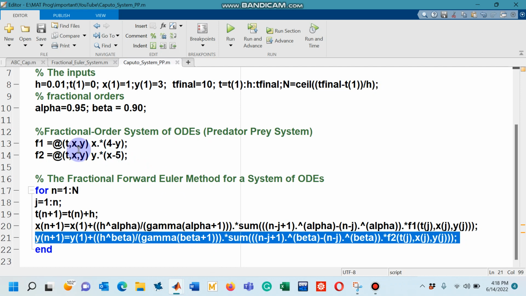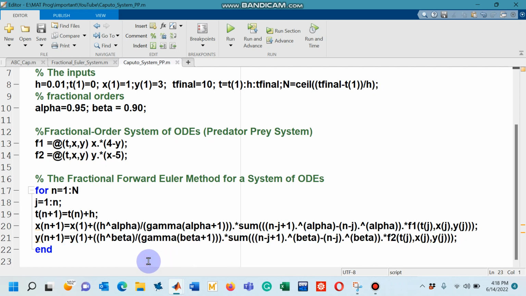Now let's suppose you have a third governing equation with the fractional order gamma. Then what you have to do is simply copy line number 21, and wherever beta is written, you will mention gamma. In this way, you are going to simulate a fractional order system wherein each governing equation has its own fractional order. Now let's plot some results.